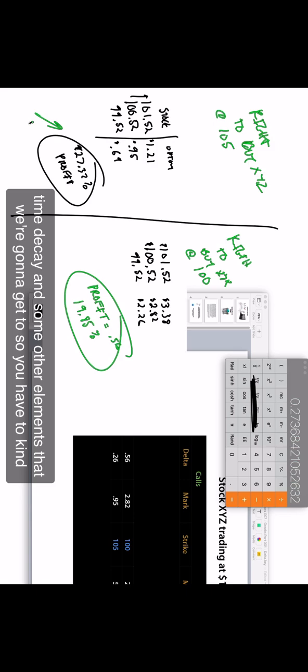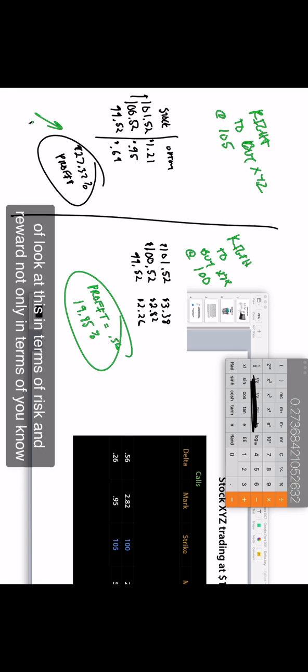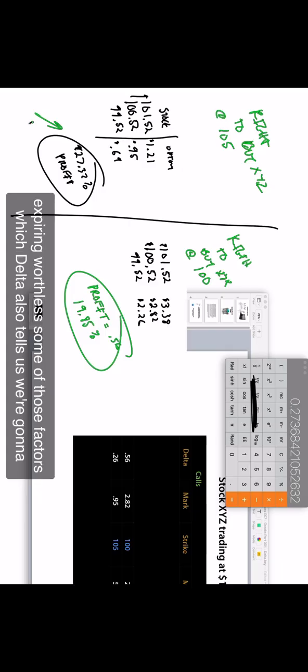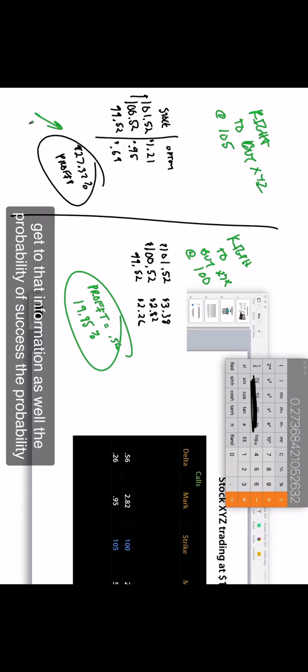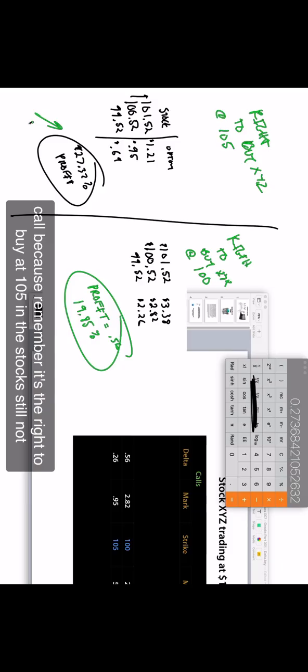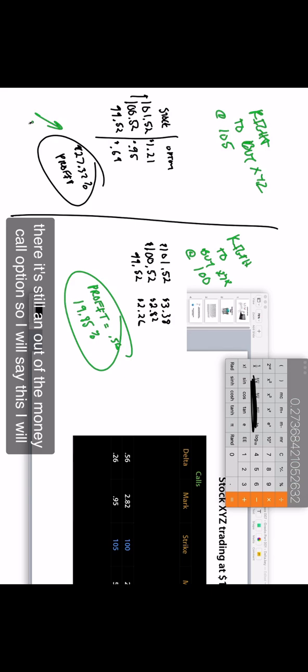So you have to look at this in terms of risk and reward, not only in terms of percentages, which we looked at, but also what's the probability of my option expiring worthless, some of those factors, which delta also tells us. We're going to get to that information as well. Yeah. The probability of success, the probability of this ending up in the money at expiration, is much, much lower for a 105 call, because remember, it's the right to buy at 105 and the stock's still not there. It's still an out of the money call option.